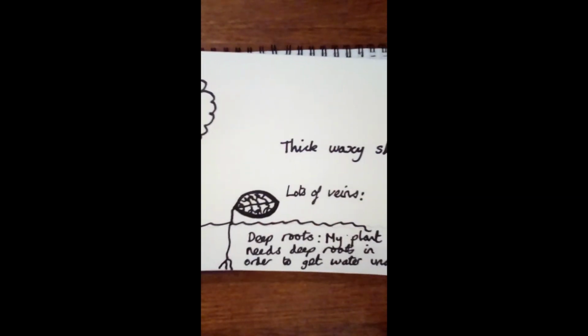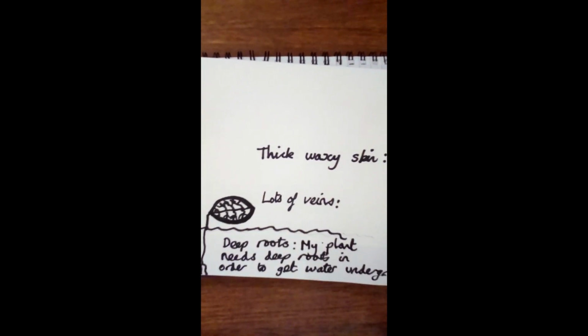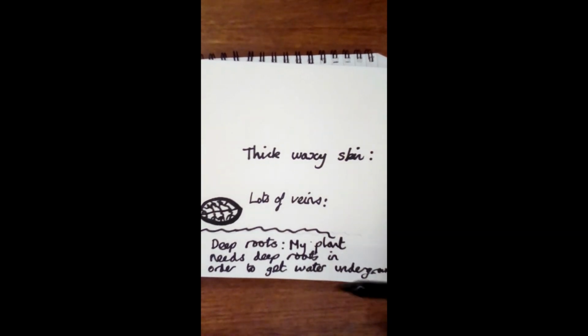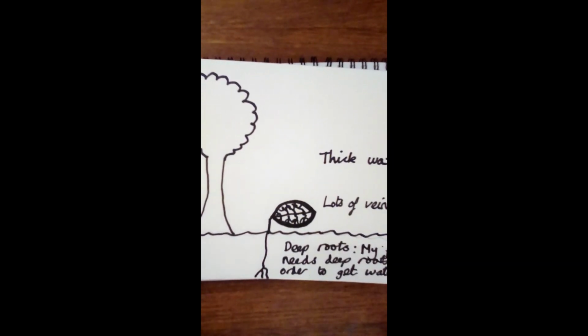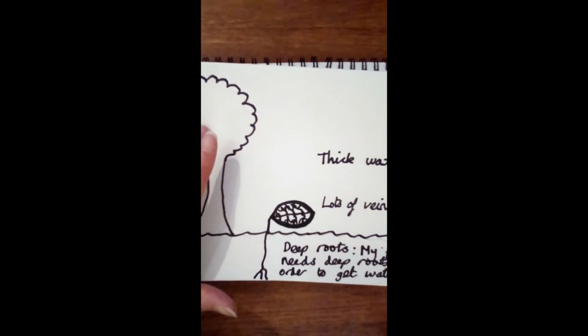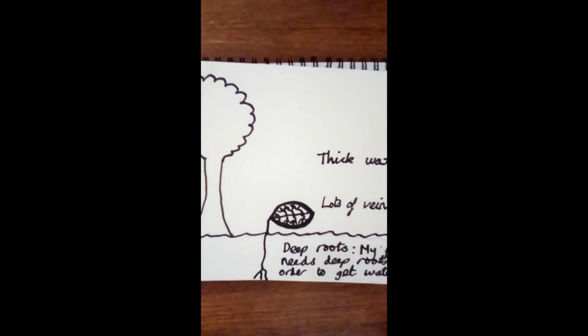Obviously, my plant isn't complete. It's just got one leaf at the moment, and I haven't explained all the different things. I've only put 3 of them down. I haven't explained that I've got large leaves. I haven't explained that it's underneath the tree, but these are all things that I will do.